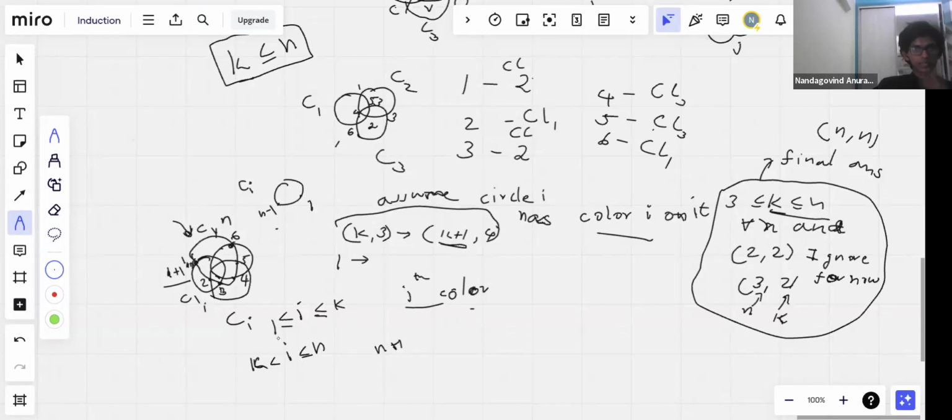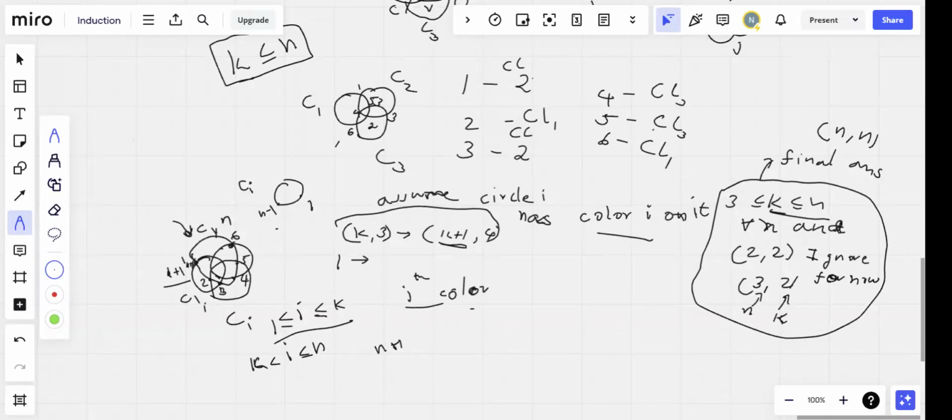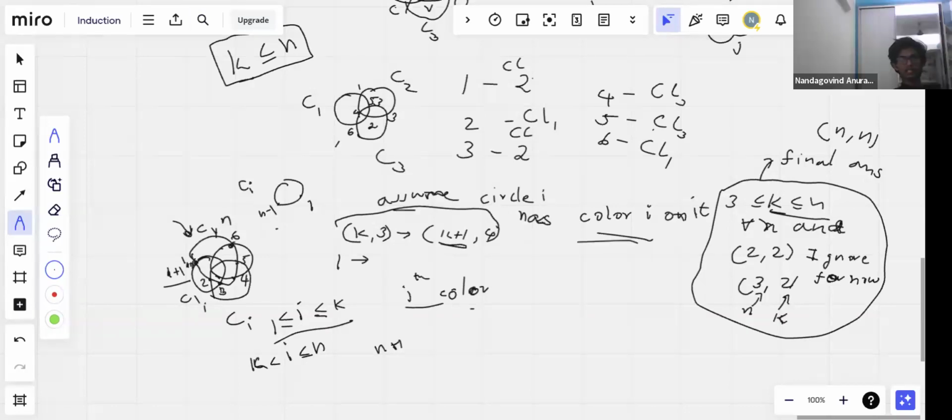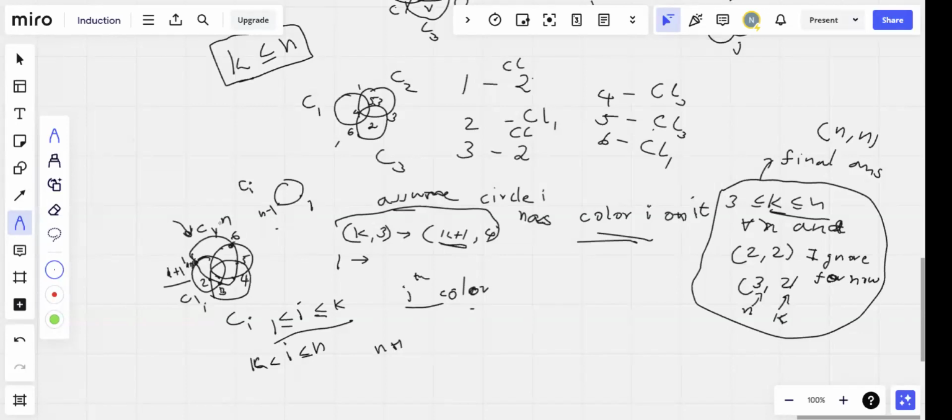Yeah, so I split it into two cases. We have our circles numbered C1 to Cn, excluding the n plus 1th circle. And I'm assuming that the ith circle has color i on it.